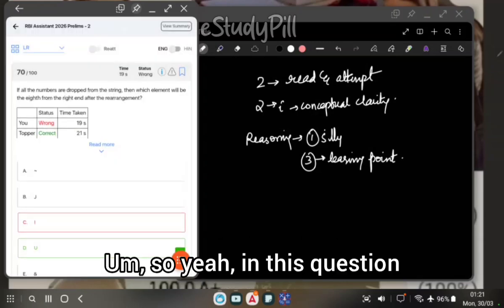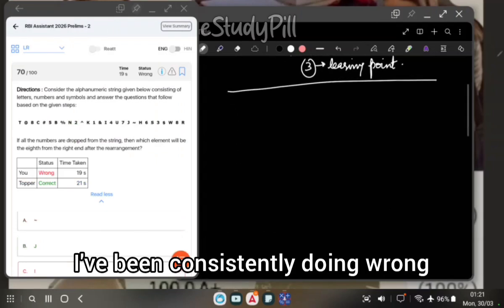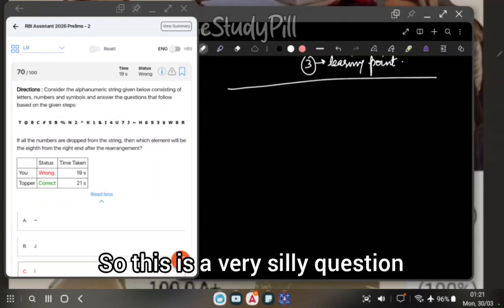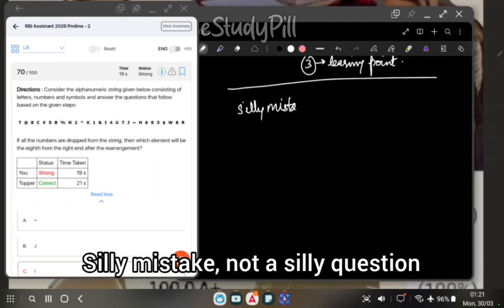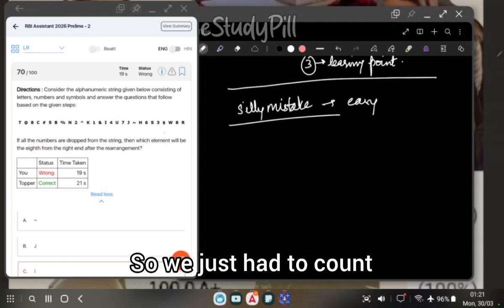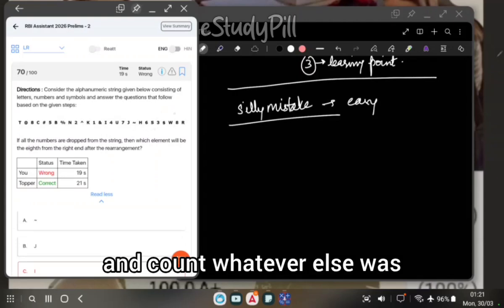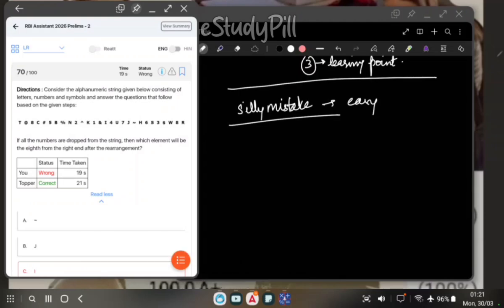So yeah, in this question, I've observed that these kinds of questions, in which numbers are dropped, I've been consistently doing wrong. So this is a very silly mistake, not a silly question. It's an easy question but a silly mistake. So we just had to count, skip the numbers and count whatever else was. I probably skipped a symbol or something.